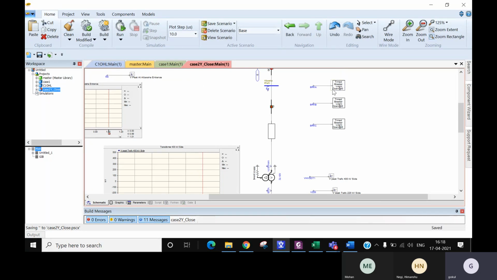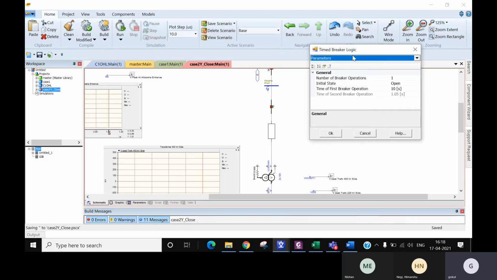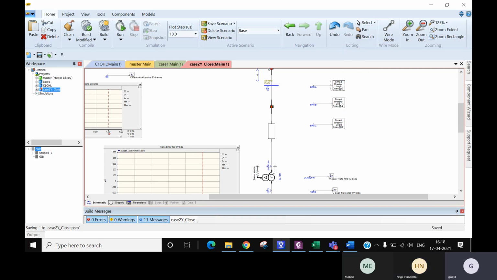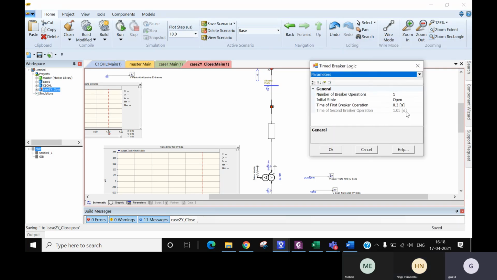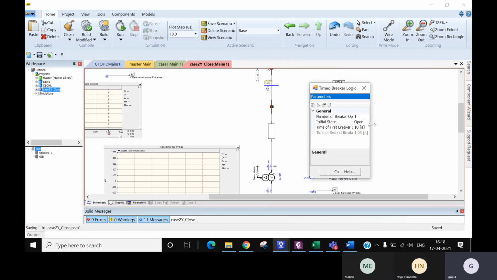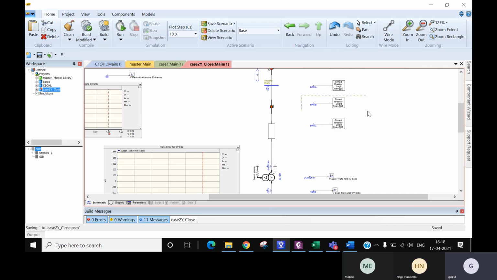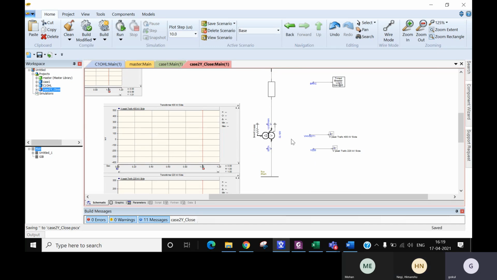See, the first breaker pole is open, but it's set to close at 10 seconds, which means it is not going to close. The second pole is going to close at 0.3 seconds, and the third pole is set to close at 10 seconds, which means it is not going to close. So only one pole is closed and the other two poles are stuck. We are going to see what the overvoltage is, and whether ferro resonance occurred or not. I'll just run this case.